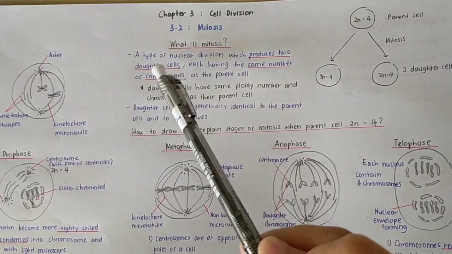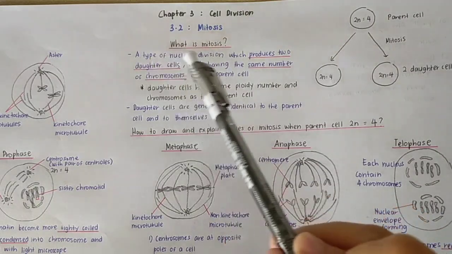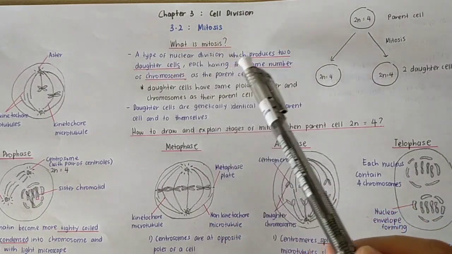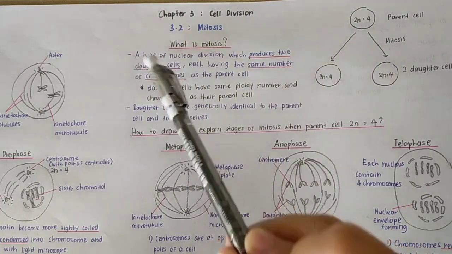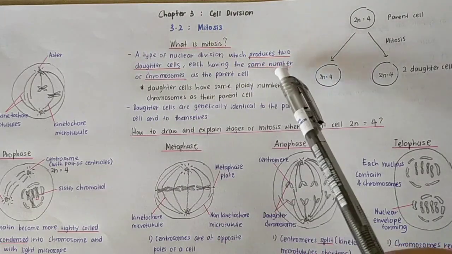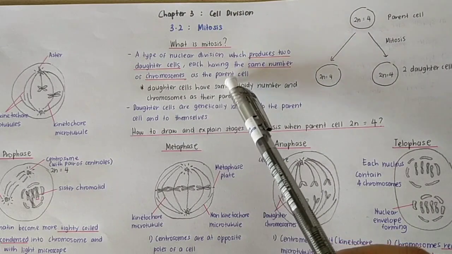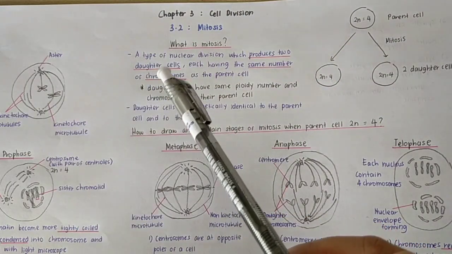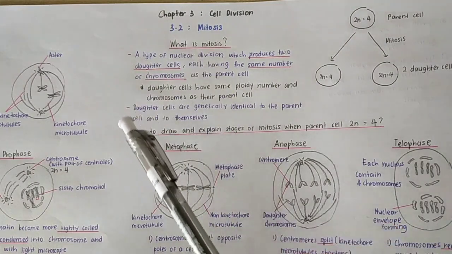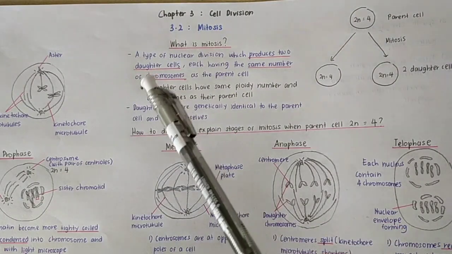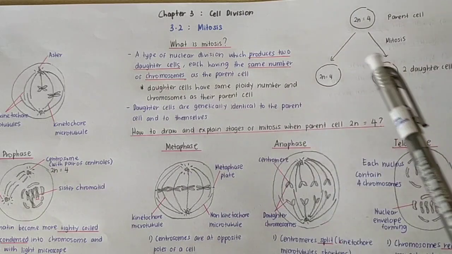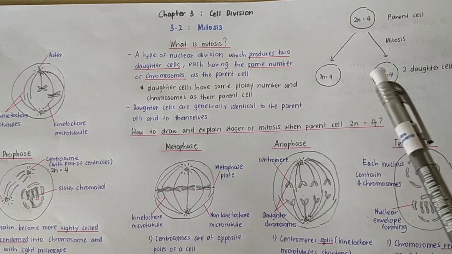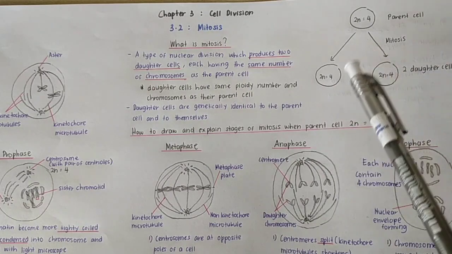Mitosis is a type of nuclear division. Nuclear division here refers to karyokinesis, which produces two daughter cells, each having the same number of chromosomes as the parent cell. So you have to remember, mitosis is a type of nuclear division, which means it involves the division of the nucleus. At the end of mitosis, it will produce two daughter cells, and the daughter cells will have the same number of chromosomes as the parent cell.